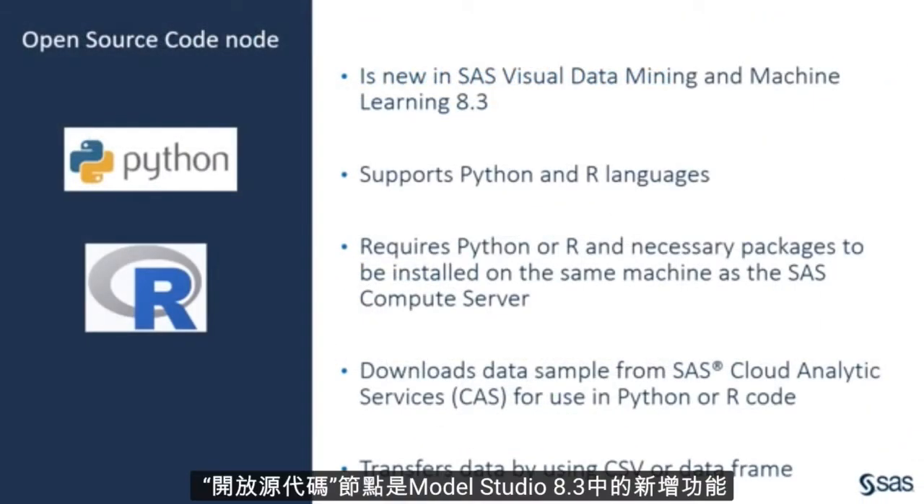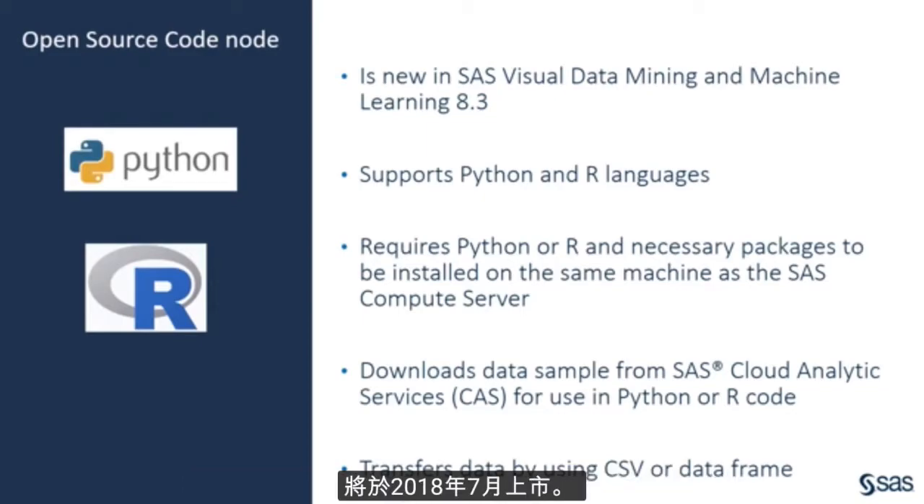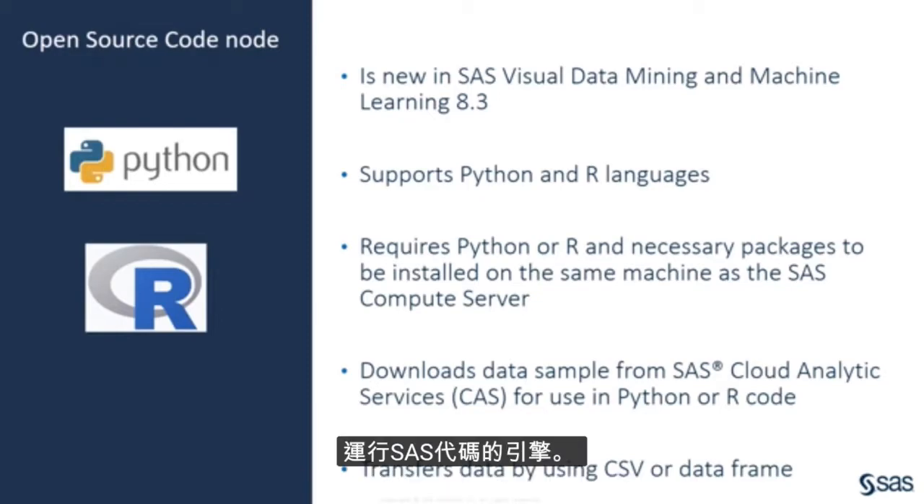The open source code node is new in Model Studio 8.3 and will be available in July 2018. It supports the Python and R languages and requires them and any necessary packages to be installed on the SAS compute server, which is the engine that runs SAS code.